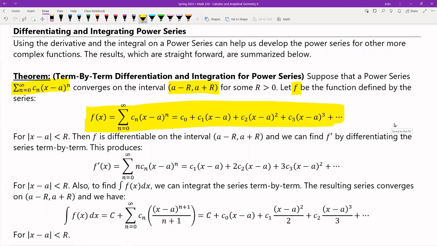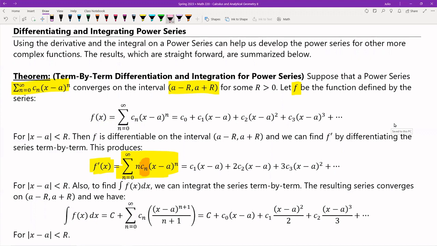Then f is going to be differentiable, so you can take the derivative of this f of x. Which means you could take the derivative of the power series. And we call that term by term differentiation. Okay. And the idea is not much different than what we learned in Calc 1. The derivative for this is going to be this. And if you take a look, the C of n's are supposed to be constants, so we don't really entirely care about those.